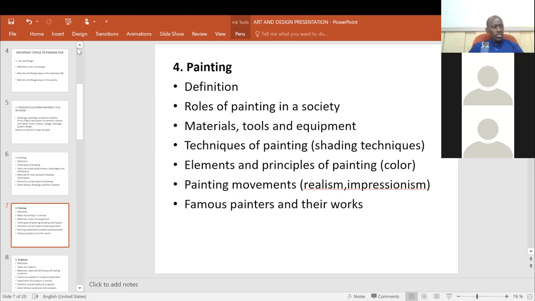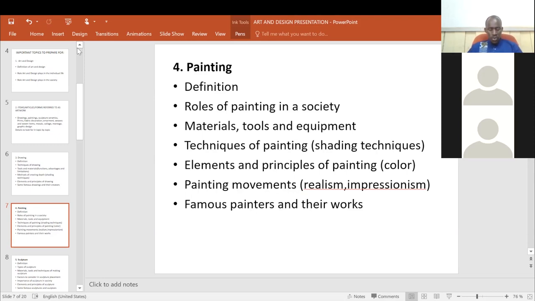For example, when you're talking about painting, we talk about the use of color. So as part of your revision, when you're discussing materials, you need to discuss one of the materials such as color in detail. That is, the learners must be able to understand what color is. They need to be able to define color as a material in painting.